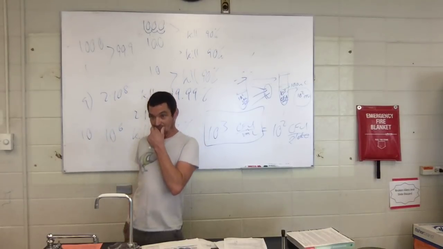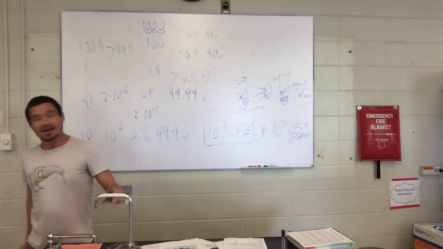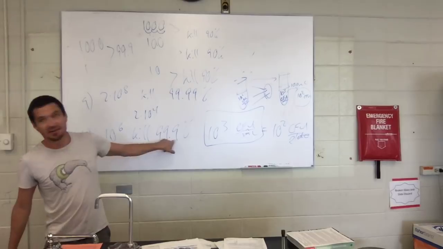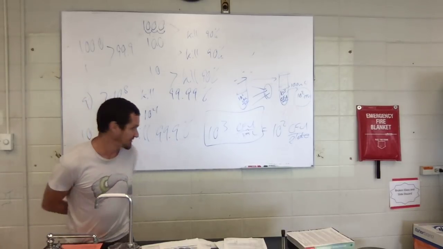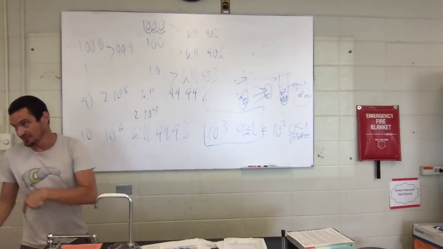Yes. How did you know to go from 10 to the 6th to 10 to the 3rd? Because I counted how many nines there were. Oh, okay, got it. 99.9%, there's 3 nines, and so I can go from 10 to the 6th to 10 to the 3rd.